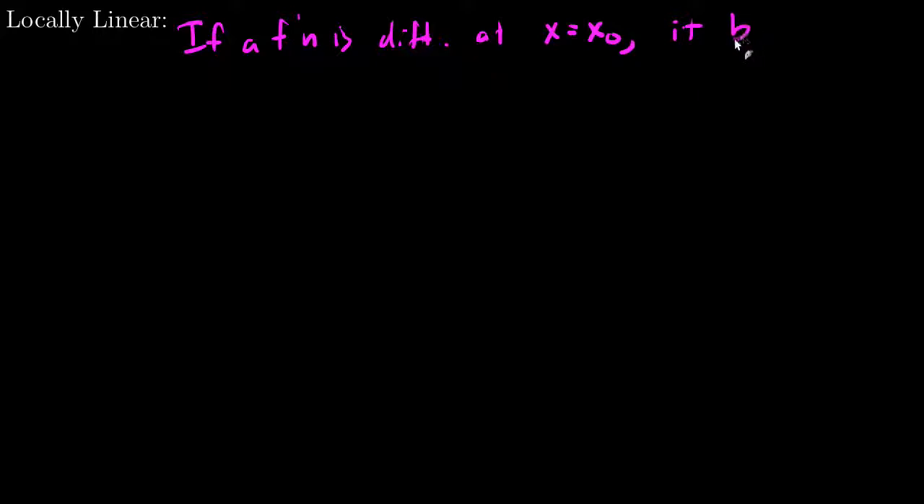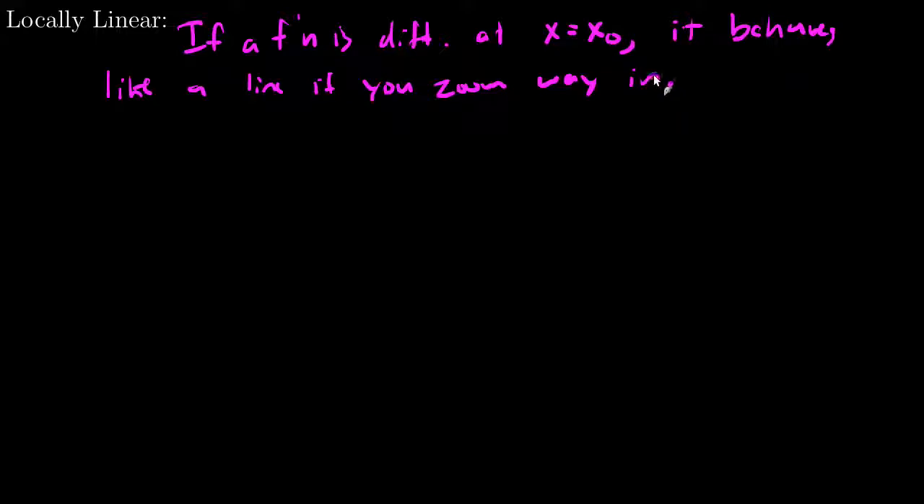All right. Last idea here is the term locally linear. And locally linear means that, let me say it this way. If a function is differentiable at some x value, x equals x naught, it behaves like a line if you zoom way in. And this behaving like a line actually makes the function look smooth.